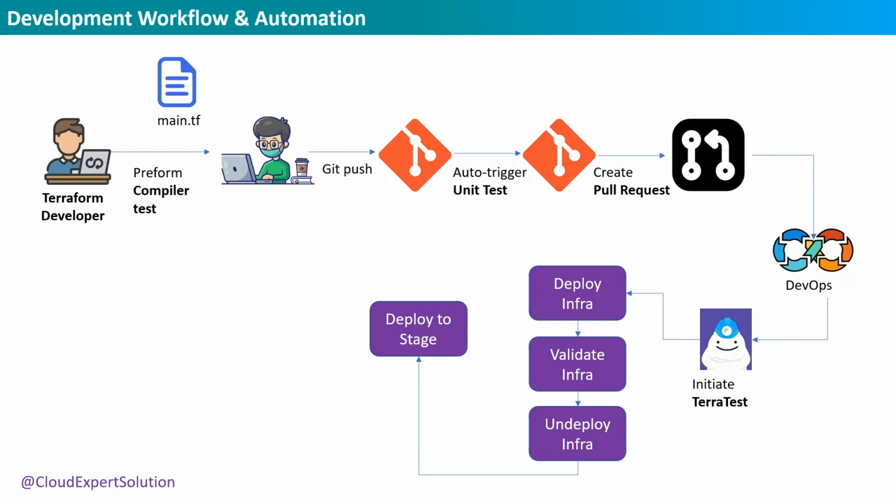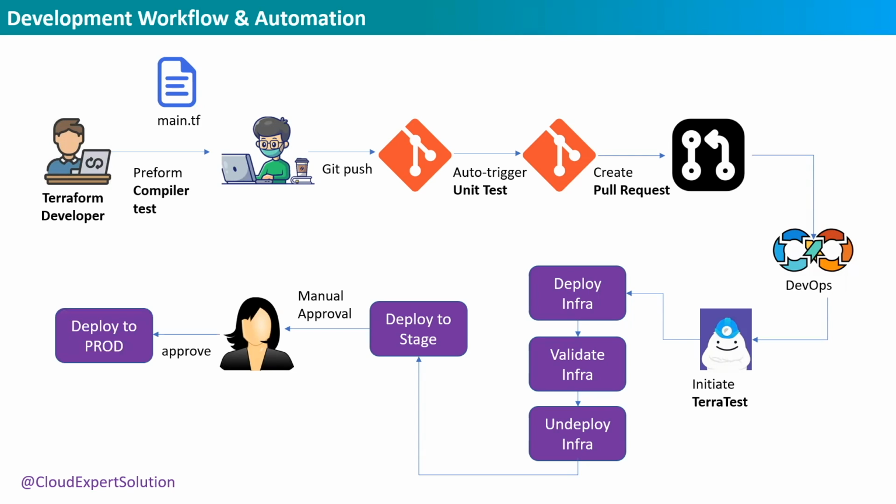And once everything is completed successfully, you can add a manual approval stage, because you really don't want your production infrastructure to go up and down as soon as a developer pushes that change. Now, once the approver approves that request, it can go ahead and deploy that change to production. And this way, you will be able to automate the end-to-end process, starting from infrastructure script creation to infrastructure deployment.